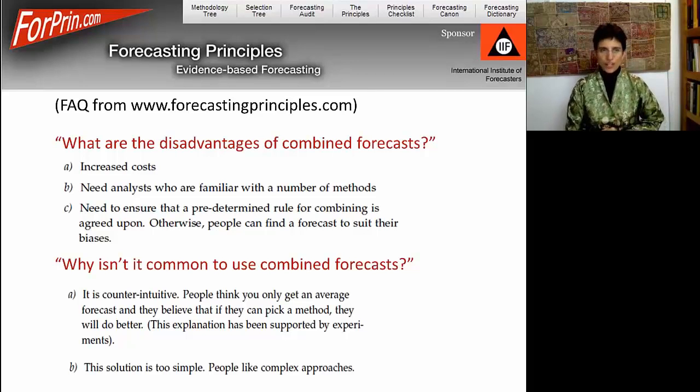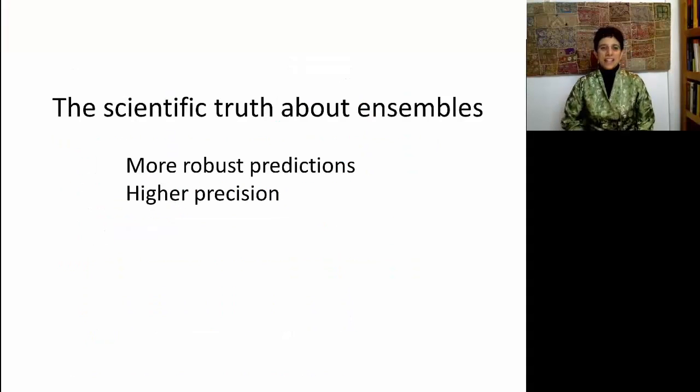And the last answer here to why it's not more common to see ensembles is that this solution is too simple. People like complex approaches. The scientific truth about ensembles is really that you do get improvements, or at least you don't lose much in terms of the accuracy or the precision of your predictions. Of course, you do have to take into account all the costs and see whether operationally it makes sense to take ensembles.